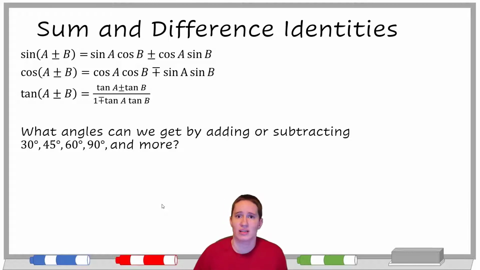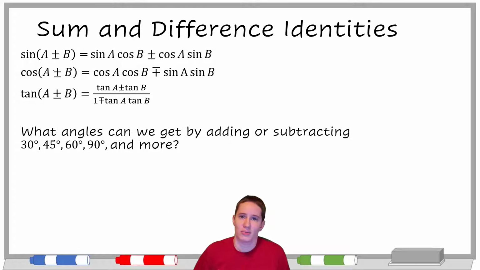If you have an identity sheet that you've been adding to along the way, this is definitely something you should add to your identity sheet. Or if you printed one off, or your teacher gave you one that already had these identities, make sure you take note of where those are. They could use letters other than A and B. They could have these written out separately instead of having the plus or minus signs. That's an option. But they should look something like this.